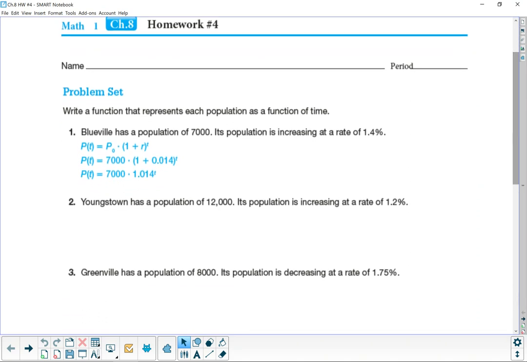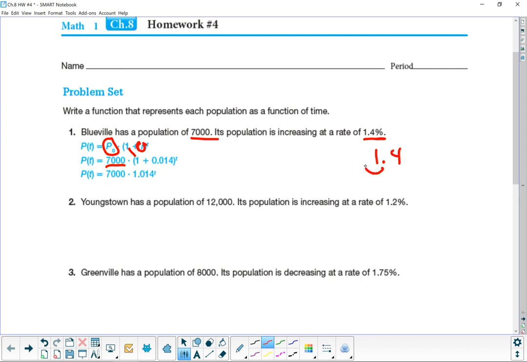Now, one is already done for you. If you take a look, you can figure out where all the stuff needs to go. Population goes right here, so that's a P sub 0. The 1 is always a 1, right? The rate is going to be that 1.4%. You need to change that to a decimal, so move that 1.4% two places over, so you get 0.014, and then you erase the extra decimal, so it'll be 0.014. And that's what they have here, and then to the t power. And then it looks like they finish it off by combining the 1 plus 0.014. They just combined it together like that. Okay, so we're going to go ahead and try to follow their lead.